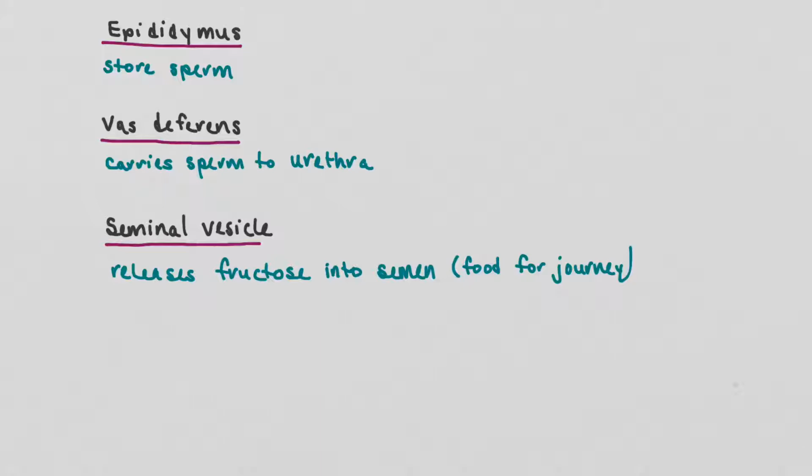The seminal vesicle is a gland that releases fructose into the semen, and if you think about it, sperm are highly streamlined cells. So they've released most of their cytoplasm, they've released most of their organelles, and basically they're streamlined to be able to get to the egg as quickly and as easily as possible. But by doing that, by streamlining themselves, they don't have food to carry along. So the seminal vesicle releases fructose into the semen to be food for the journey.